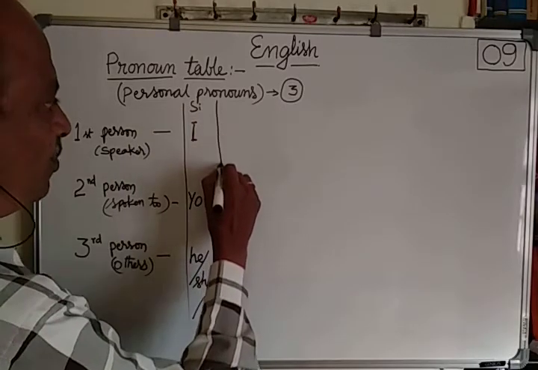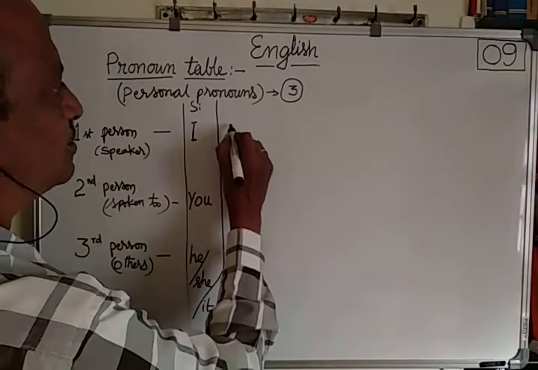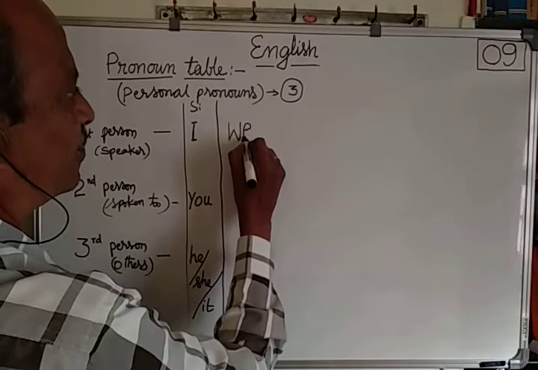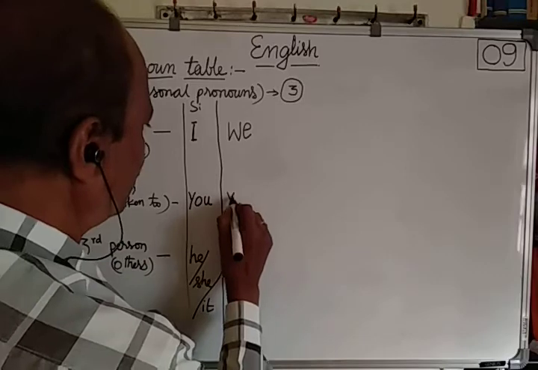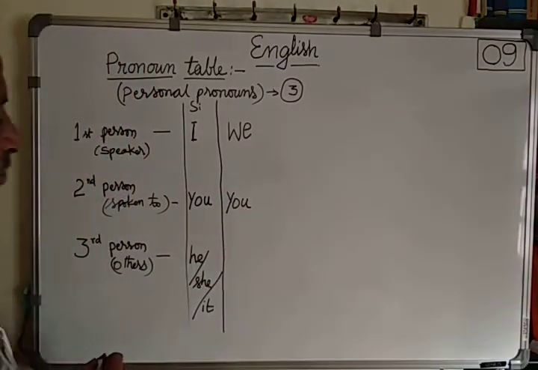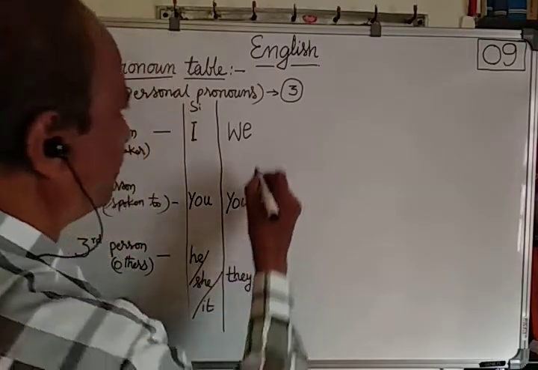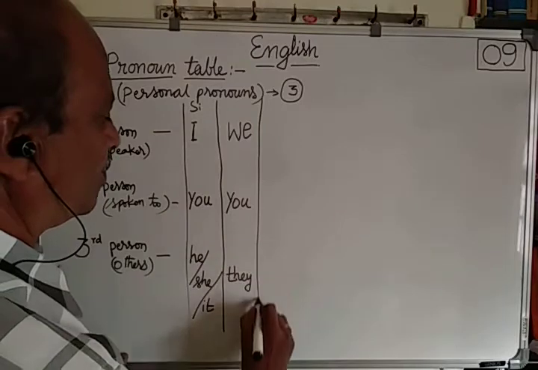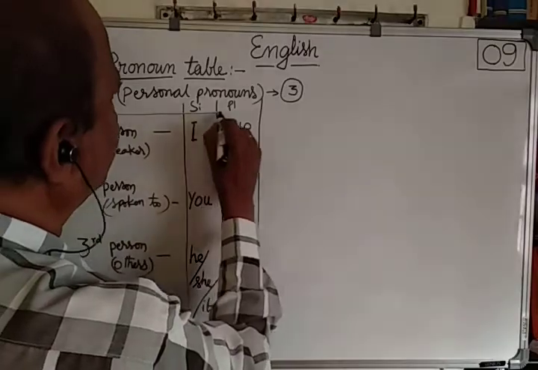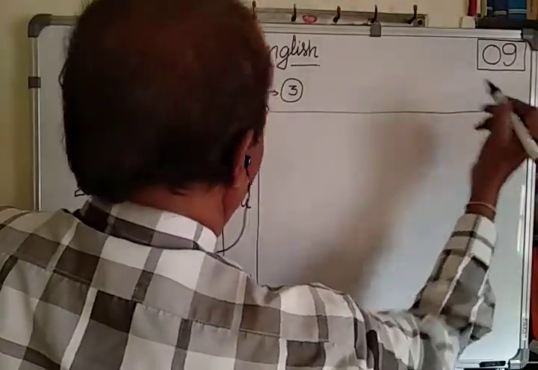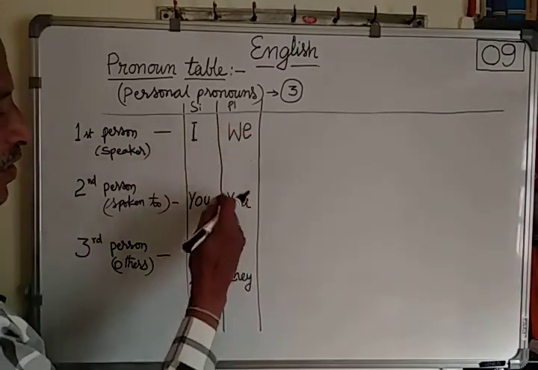Now let us go to plural. I is singular, plural is we. And second person is you in the plural. Third person, they. This is plural. Let me draw a line here. Singular, plural: I, you, he, she, it; we, you, they.